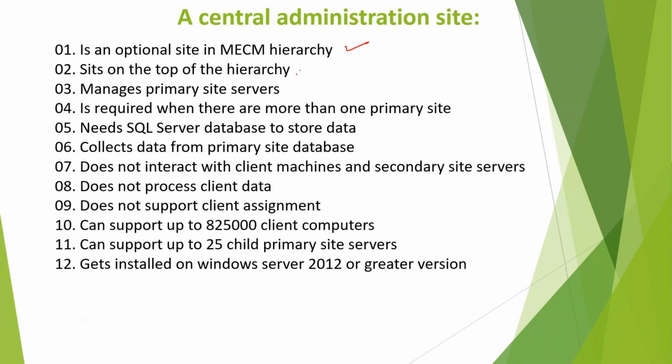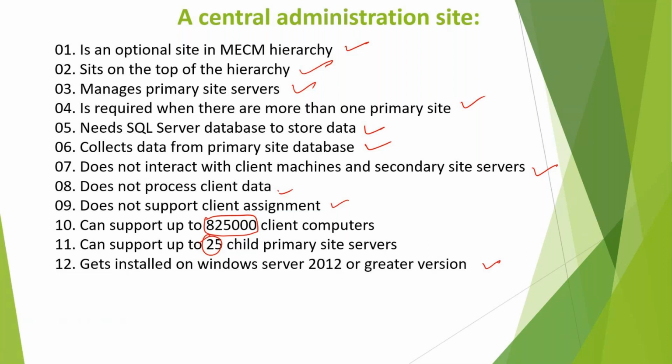So the central administration site is an optional site. It sits on the top of the hierarchy. It manages primary sites. It is needed when you have more than one primary site. It needs to have a SQL Server database to store the data. It will collect data from the primary site database. It has got nothing to do with client machines and the secondary site. It does not process client data. It does not support client assignment. It can have a maximum of 825,000 client machines in one central administration site hierarchy, a maximum of 25 child primary sites, and it can be installed on Windows Server 2012 R2, 2012 or greater. So that's the central administration site.